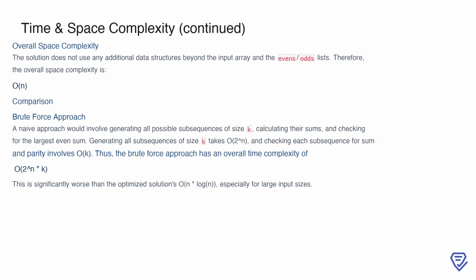When we consider the overall space complexity, the solution does not utilize any additional data structures beyond the input array and the auxiliary lists evens and odds. Therefore, the overall space complexity is O(n).